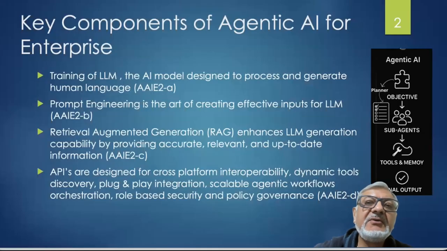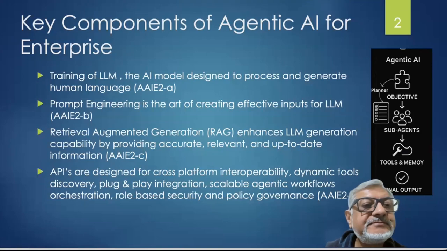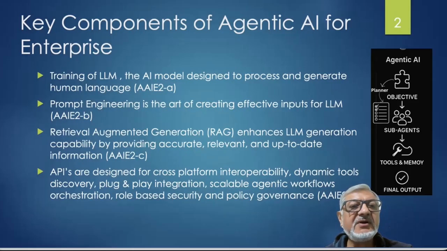So the key components of agentic AI for enterprise, which we have so far covered, include training of LLMs, prompt engineering, and retrieval augmented generation, the RAG which we mentioned, which enhances LLM generation capability by providing accurate, relevant, and up-to-date information. And now in the fourth video, we are covering APIs.